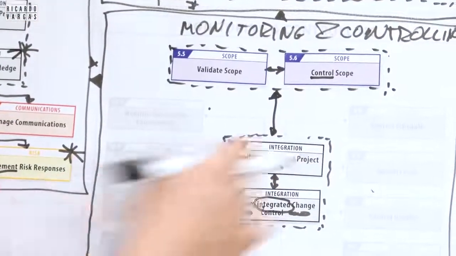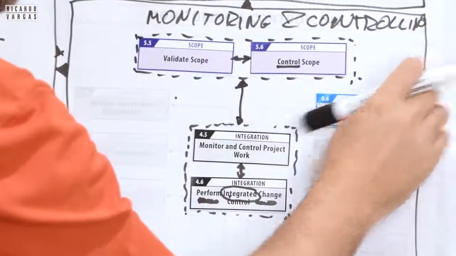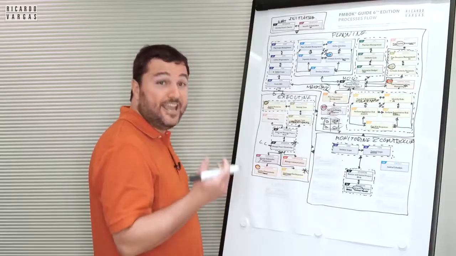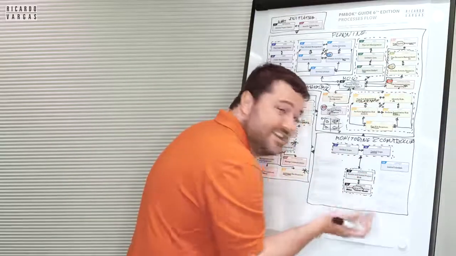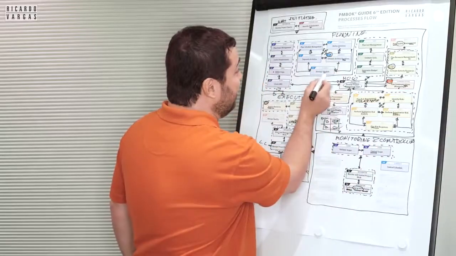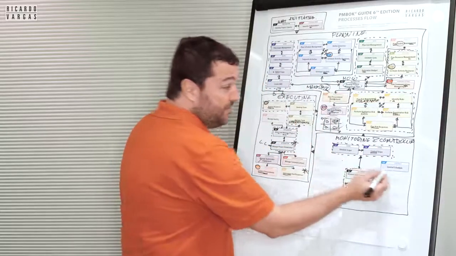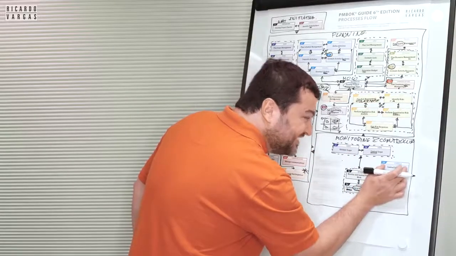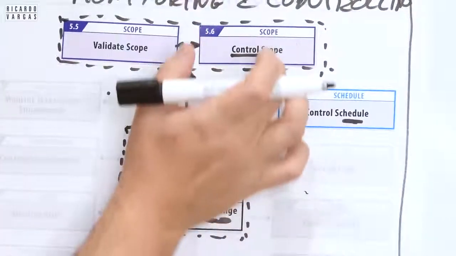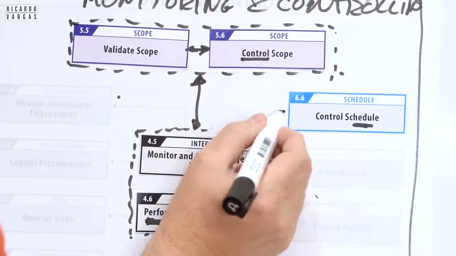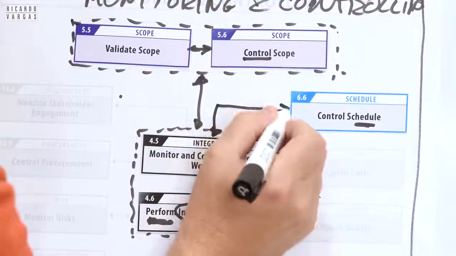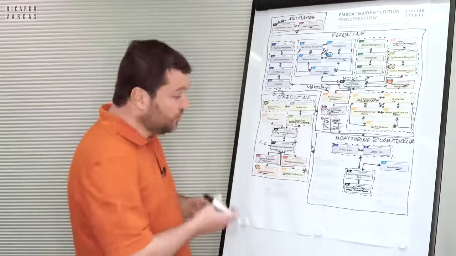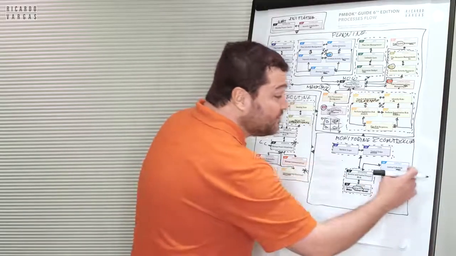Then the second one is control schedule. Is something going wrong? Am I becoming late? Is there any issue on time? Remember, here I have a schedule, but maybe things are not perfect. So here I control. Remember, here the focus is on time. Here, scope, control schedule. And this will be added to this integrated change control.